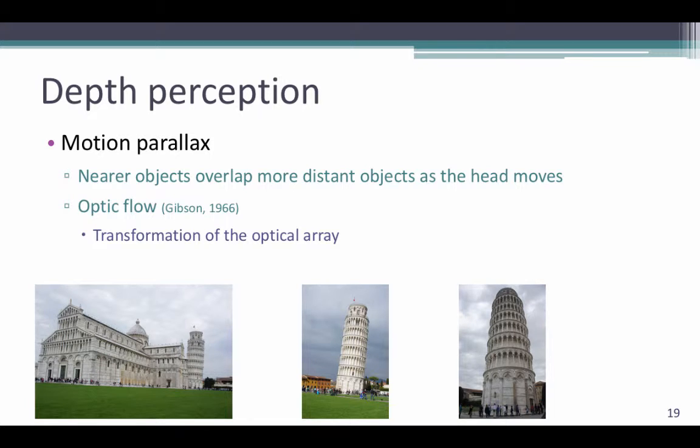This also occurs when the person is in motion. Nearer objects overlap more distant objects as the head moves. This is the concept of optic flow, where the optical array is constantly being transformed as we move.